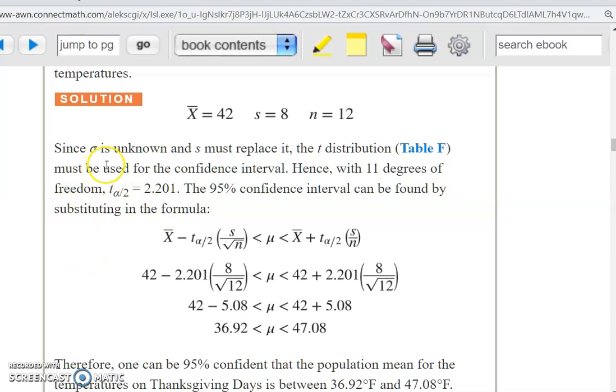Okay, so now sigma is unknown. We use S to replace it. The author said earlier, and I challenged that language, that we were estimating the sigma. I don't think about it as estimating it. I just think that we're using the information that we have. So we're going to use the t distribution. The t distribution is going to give us this guy right here, the t value, the critical value, the t critical value, the t coefficient.